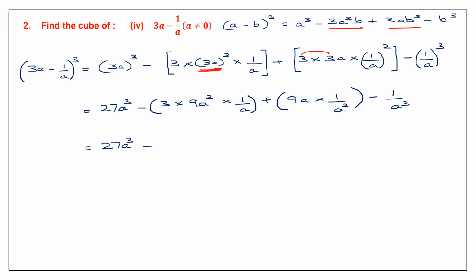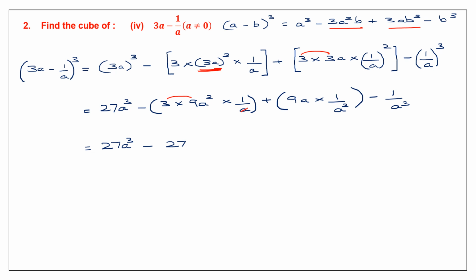Now in brackets, let's see what we can do. We have 3 into 9. Let's multiply the numbers. 3 9s are 27. And here we have a square and here a. So we can cancel 1a. So when this a goes up, 1a from here goes. So that makes it simply a.